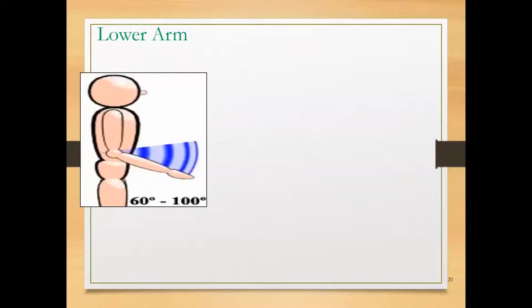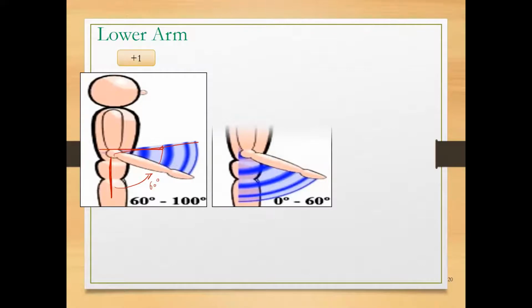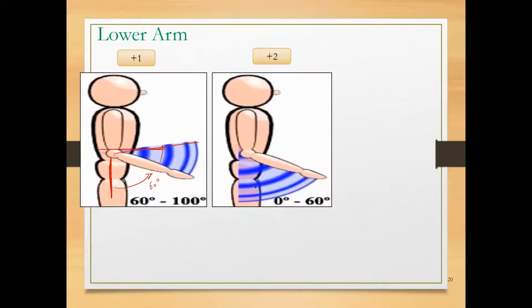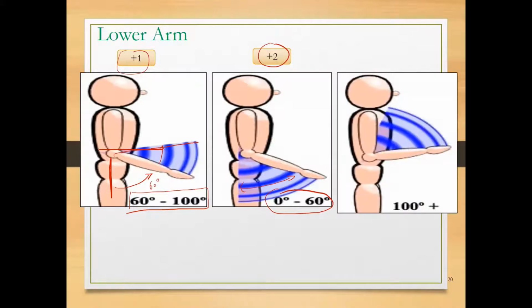Similarly, the neutral posture for the lower arm is again the straight posture. So this angle is 60. The shaded area shown is from 60 to 100. This is 60 and this one is 100. If this angle of the lower arm is from 60 to 100, the score will be 1. If it is from 0 to 60, the score will be 2. And this is food for thought for you as well: for a greater angle, we are having a lower score, and for a smaller angle, we are having a higher score. So what could be the possible reason for that? We will discuss it if you ask.